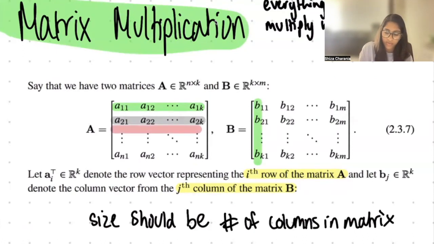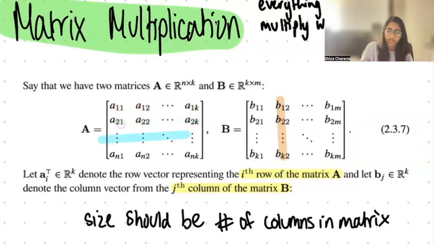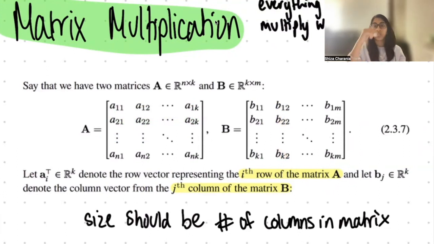Then you do the next row of A, then you do the next row of A until you reach the bottom. And then once you do that, you move on to the second column of B, and then you do the same thing. You find the dot product of this and this, dot product of this and this, dot product of this and this, and then you keep going in this direction as well until you've finished all the columns in B.